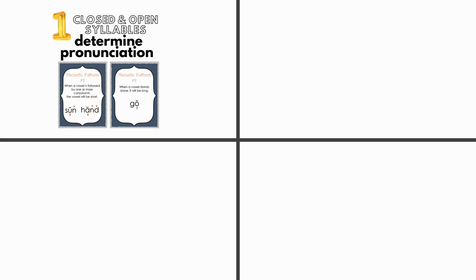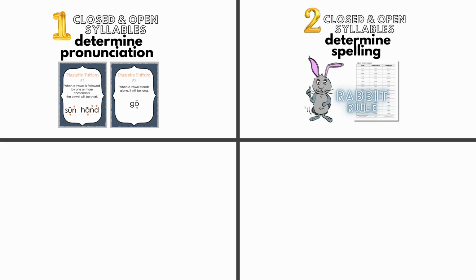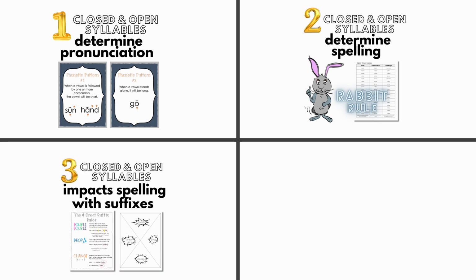Okay, so one final shout out: even though my data didn't really show that I needed to teach closed and open syllables based on this group's needs, I want to make sure that I do, because understanding closed and open syllables determines pronunciation. It also determines spelling. So in many words, whether you're going to double that middle consonant or double the end consonant before you add a suffix, you have to understand closed and open syllables to determine that.